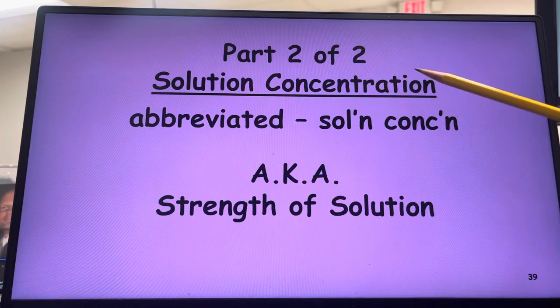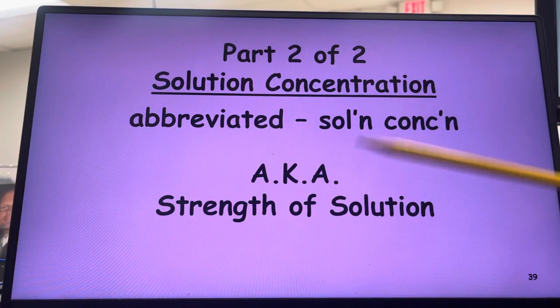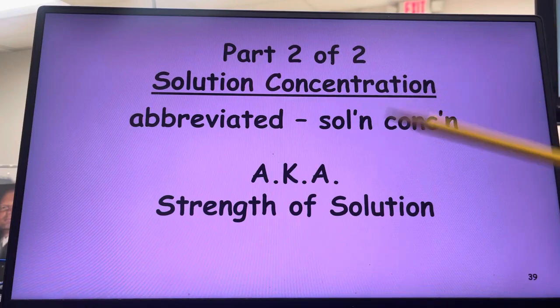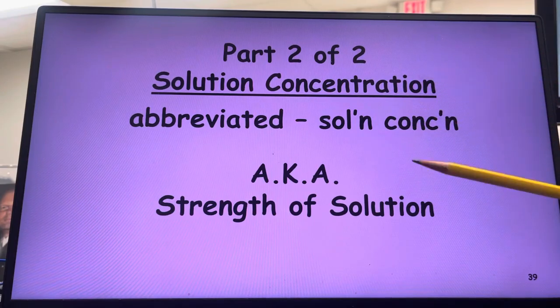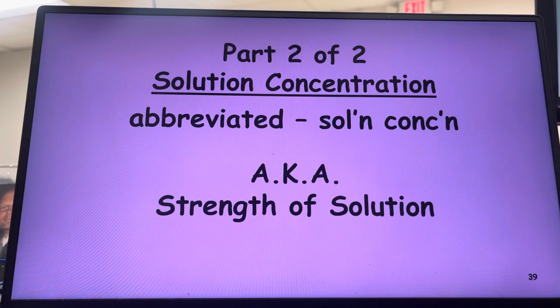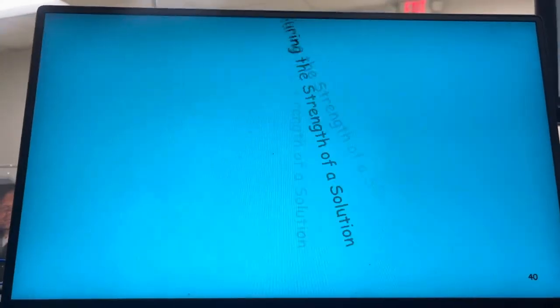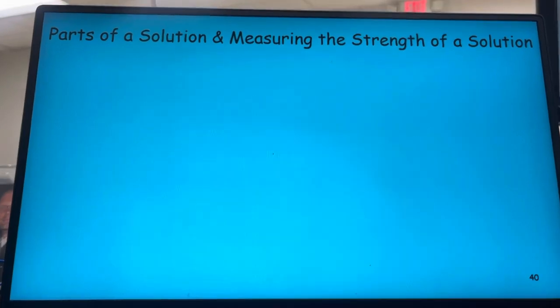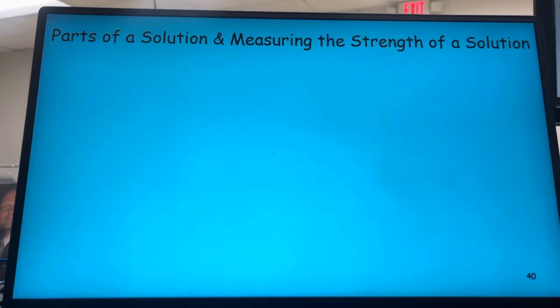So the concentration is how strong, or counter to that, how dilute or how weak a solution is, okay? So it can go both ways, and both ways can be referred to as a concentration. So let's see where we're going with this. Parts of a solution, and how do you measure that strength?